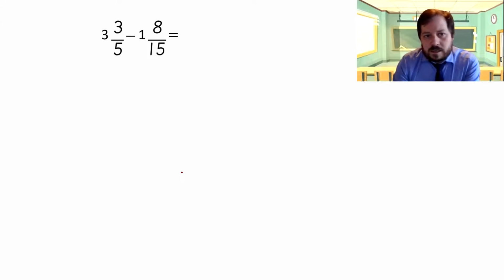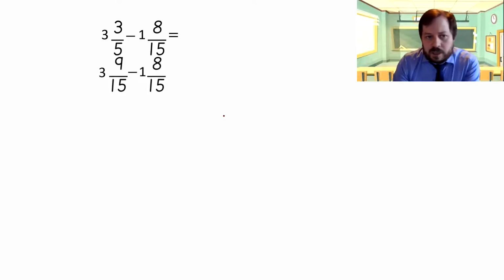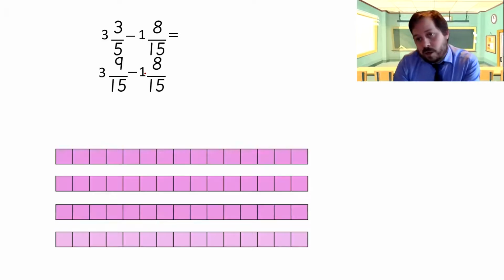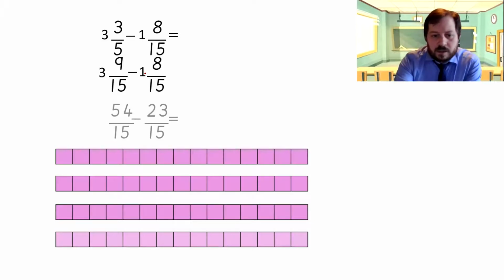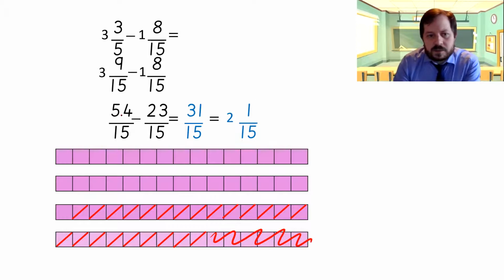So here is the same question again. We can just skip a few steps. We can now put that in terms of 15ths. You can see the question there. We can look at it as a bar model if we wanted to. The first thing we can look at is the fact that 3 and 9/15 is the same as 54/15. Then we can take away 23 of them, and we have 31 left. We have two whole ones, and we have one other one. This section here actually shouldn't be shaded at all because we don't have that many.